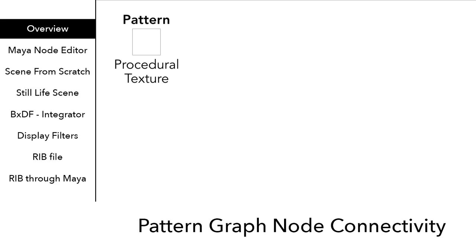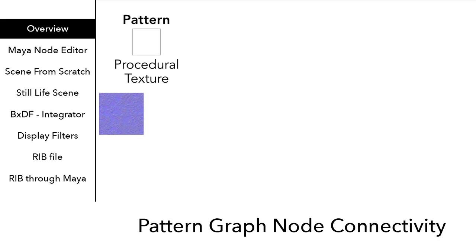So let's start out with a pattern. So what is a pattern? We're going to represent the node by a rectangle here and see how it plugs into everything. A pattern could be a procedural, so that means a mathematical way of doing noise, fractal noise, any kind of pattern that's generated with an expression. And also it could be a texture.